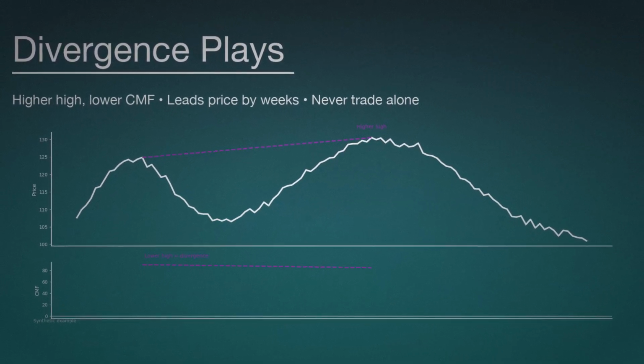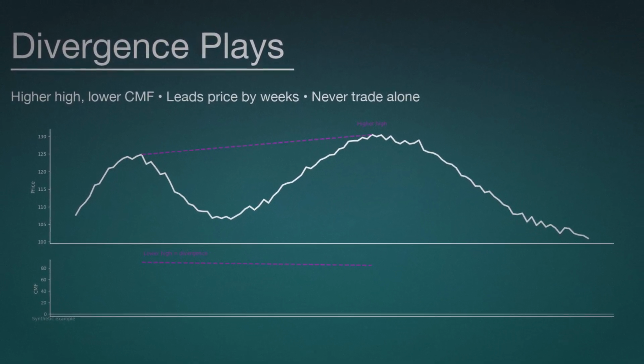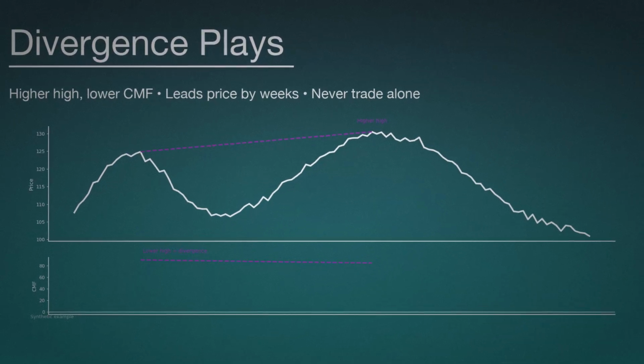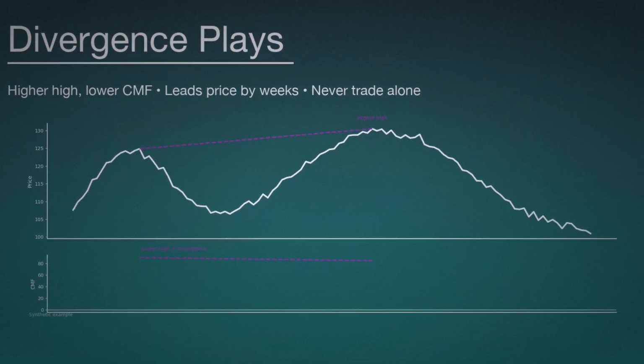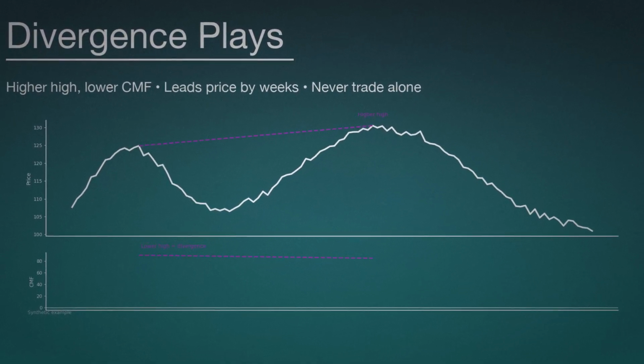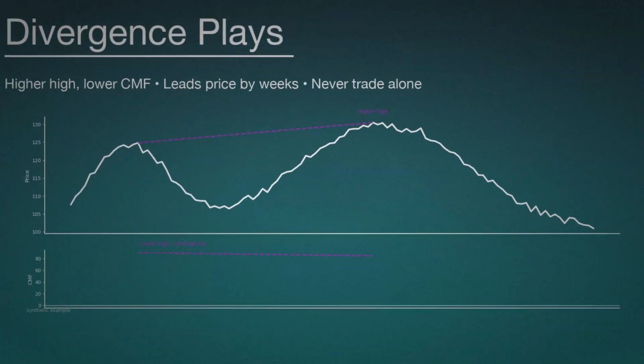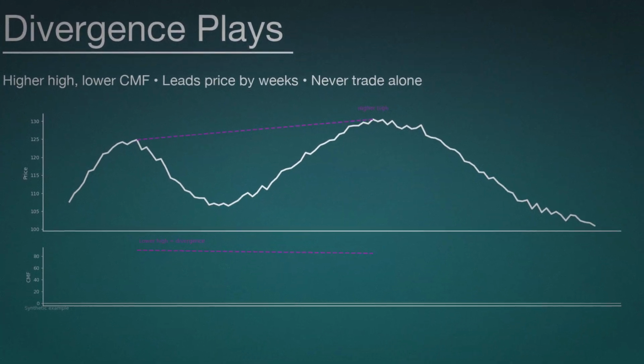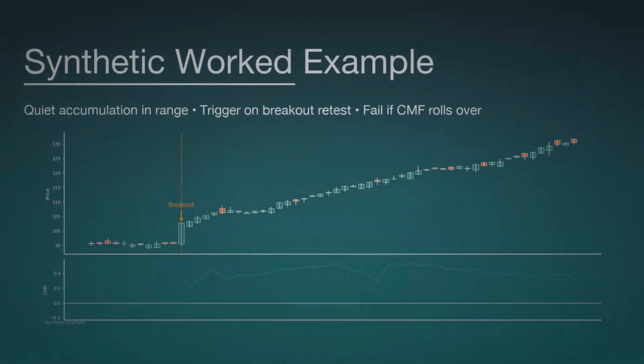Bullish divergence is the mirror. Lower low in price, higher low in CMF, meaning the sell-off is losing volume. Don't trade divergence alone. Use it to tighten stops or to anticipate setups from another tool, not as a standalone trigger.